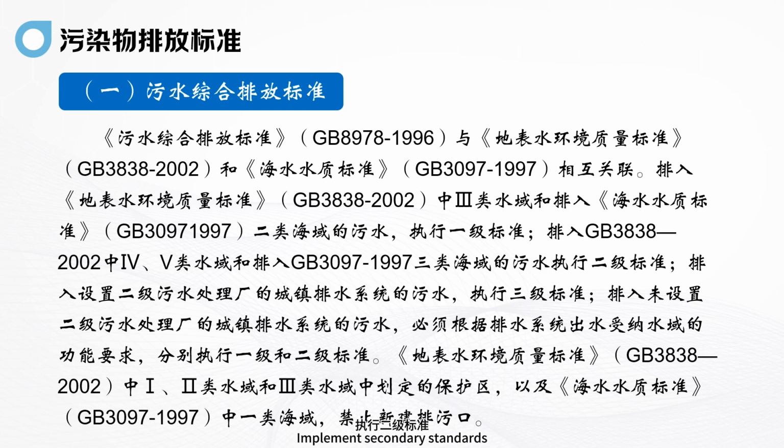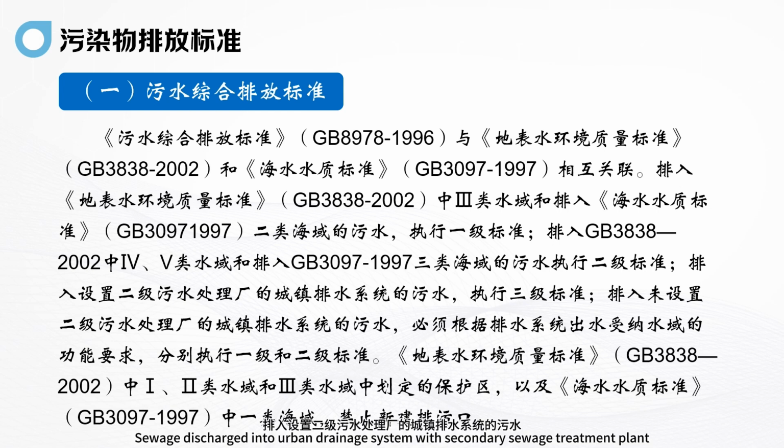implement Secondary Standards. Sewage discharged into an urban drainage system with a secondary sewage treatment plant implements the Third Level Standard. Sewage discharged into an urban drainage system without a secondary sewage treatment plant implements Level 1 and Level 2 standards respectively, according to the functional requirements of the outlet water receiving area of the drainage system. Class 1 and Class 2 waters in surface water environmental quality standards, and protected areas designated in 3 types of waters, and it is forbidden to build new sewage outlets in Class 1C areas in seawater quality standards.